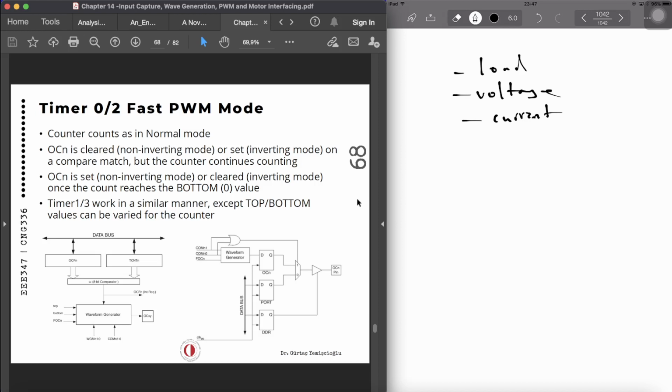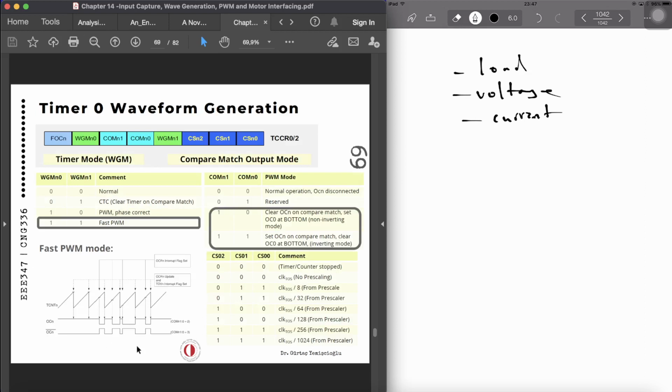What we can do is use the same timer as you have seen in the timers chapter and also in the waveform generation. Again, we have the waveform generator. Then we just need to modify these modes and the COM bits in the timer control registers. So going back to these registers, in the previous section we saw how we can use CTC and normal mode for generation. Now we are going to see the PWM modes.